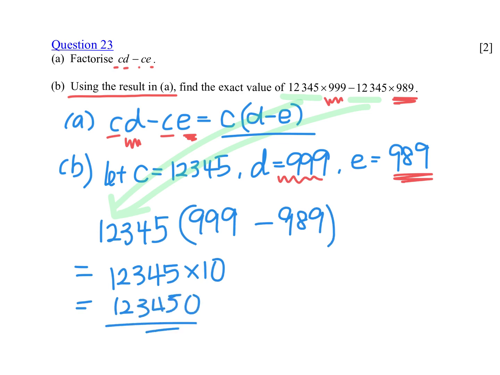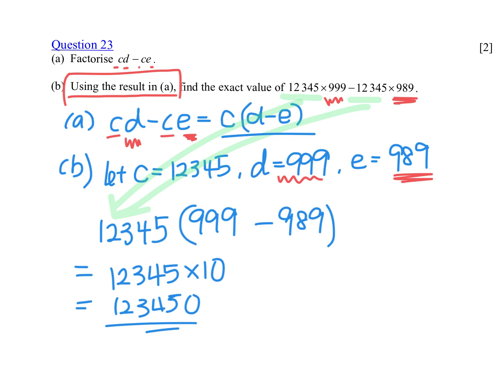without the use of a calculator. So this will be our exact value. The question says using the result for part A, so if you use other methods like manual calculations or whichever, you will not be able to get the marks for the question, because the question says using the result in part A.